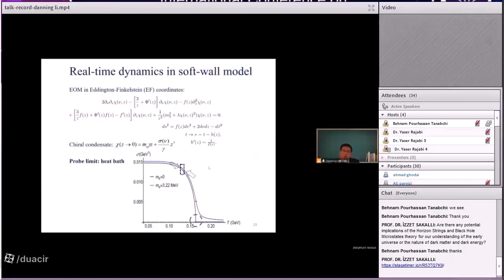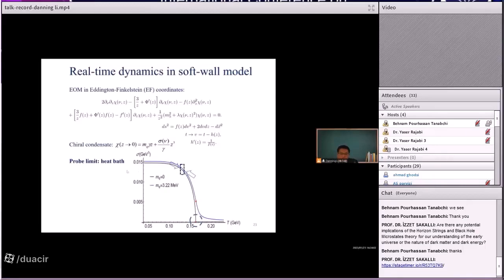Okay, so now let's turn to the real-time dynamics in the soft-wall model. Since we consider the evolution of the system inside the black hole background, it's better to use the Eddington-Finkelstein coordinates. We derive the equation of motion in these coordinates, and we can solve it and extract the chiral condensate as a function of time from the near boundary expansion of this chi field.